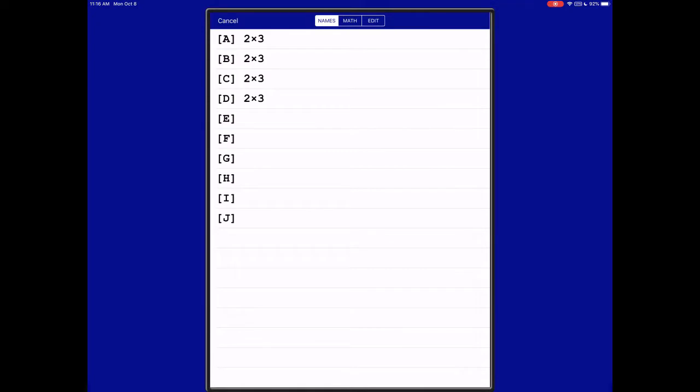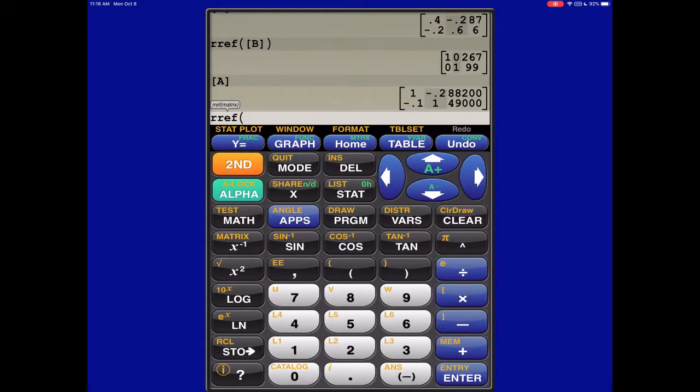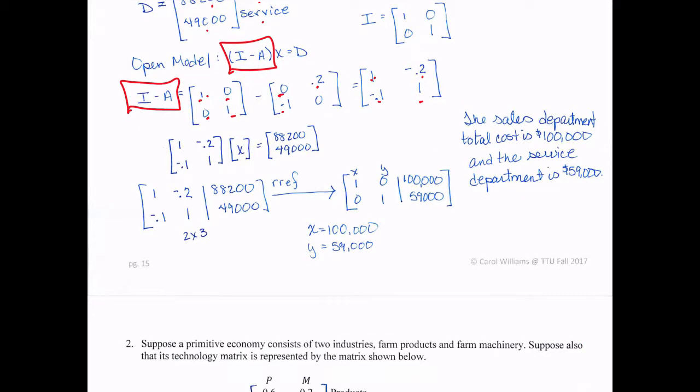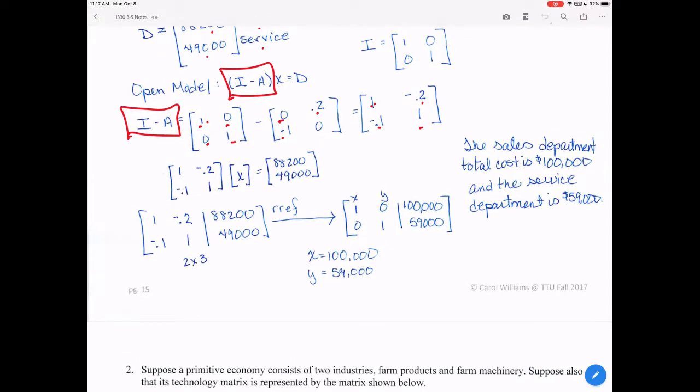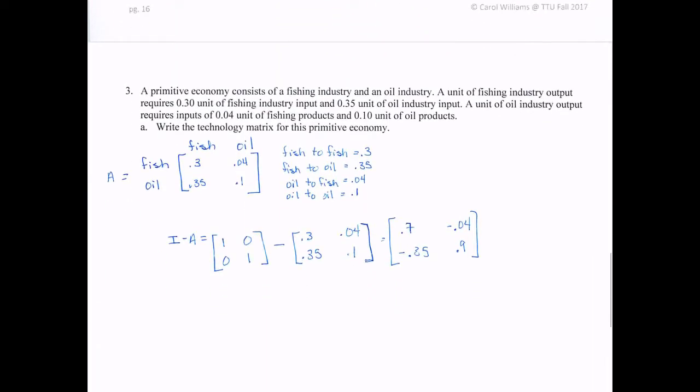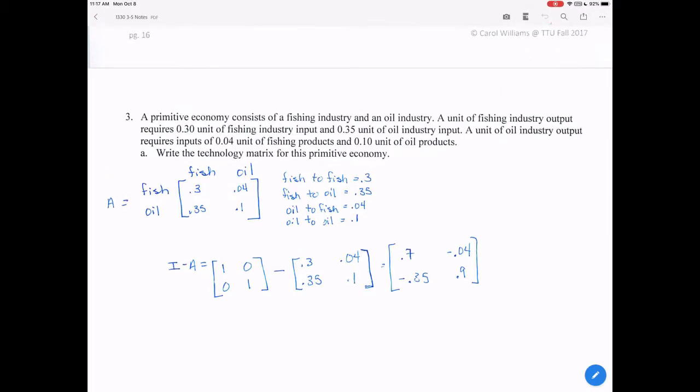And so then we go back into second matrix, math, ref, and so this is what we had our answers. Okay? And that's what we got. Now let's go look at number 3. So, primitive economy, fishing industry, and oil industry. Unit fishing industry outputs 0.3. So we have fish to fish, fish to oil, oil to fish, and oil to oil.